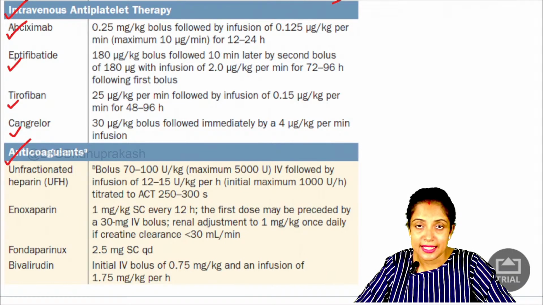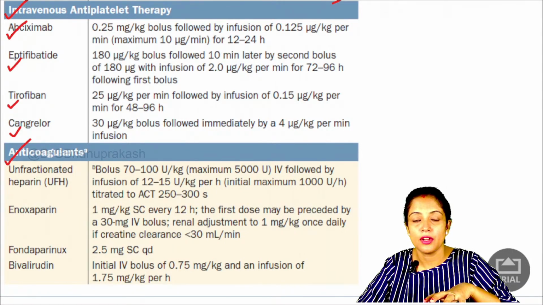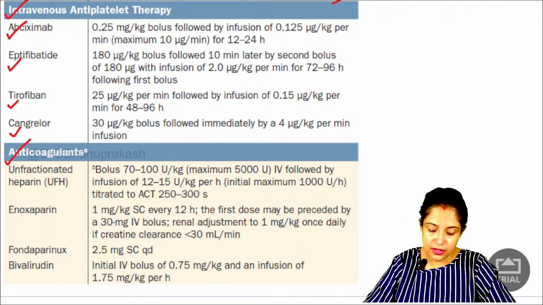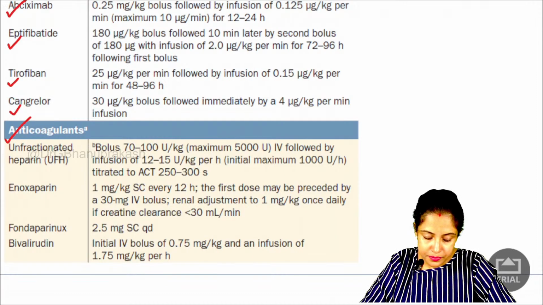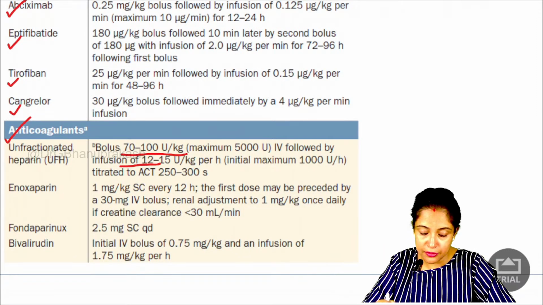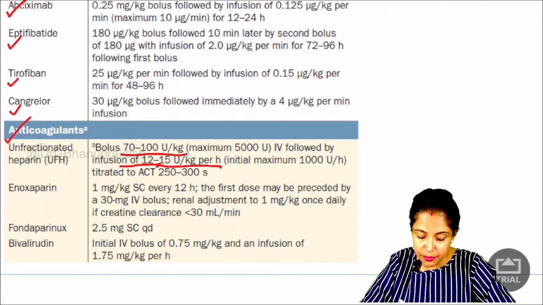Anticoagulants, as I have said, again, we have parenteral anticoagulants and also oral anticoagulants. In the acute stage, we prefer the parenteral anticoagulants like unfractionated heparin, low molecular weight heparin, or fondaparinux. These are the preferred agents. Unfractionated heparin can be given as a bolus dose of 70 to 100 units per kg, followed by an infusion of 12 to 15 units per kg per hour.